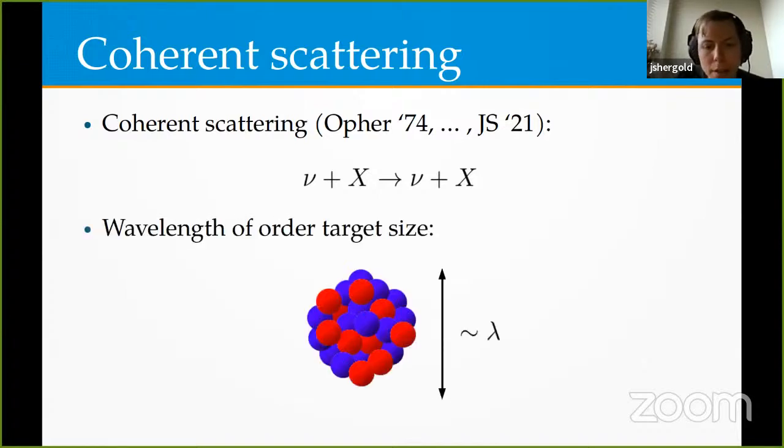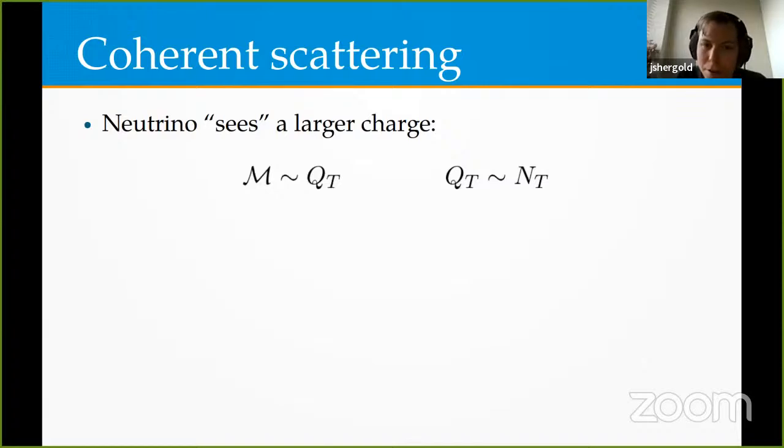What makes it coherent is when the incident neutrino has a wavelength which is of order the size of the target, or more accurately, when the Q value or the momentum transfer, or rather 1 over the momentum transfer, is of order the size of the target. What's special about coherent scattering is that the neutrino sees a larger charge. This is just, again, a rough explanation of why you get enhanced event rates when you have coherent scattering.